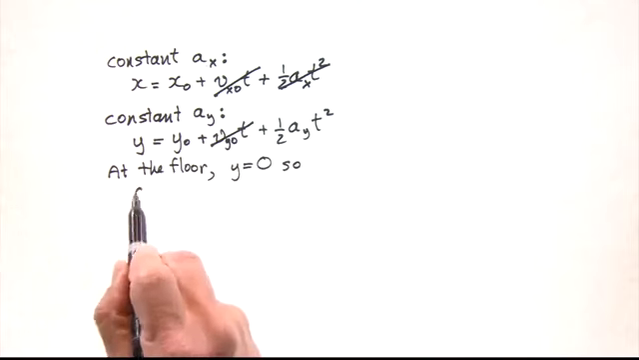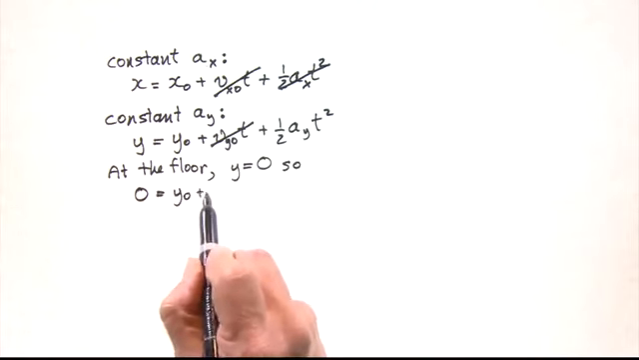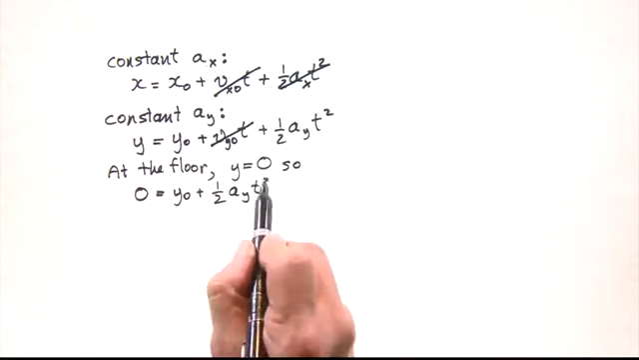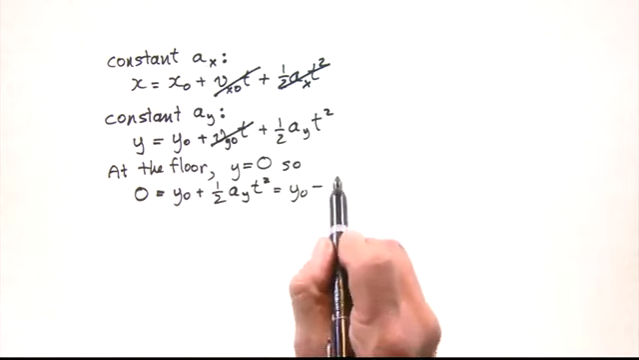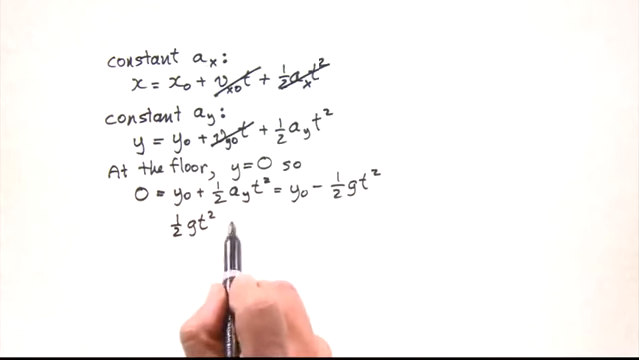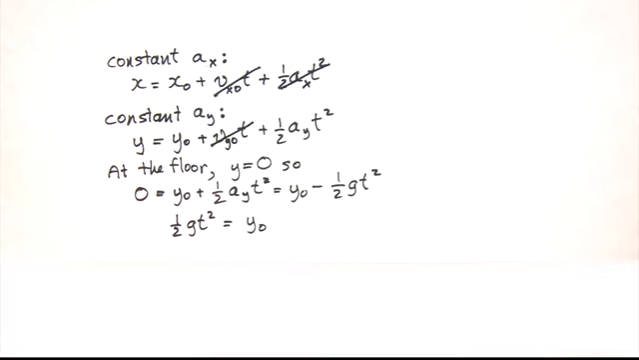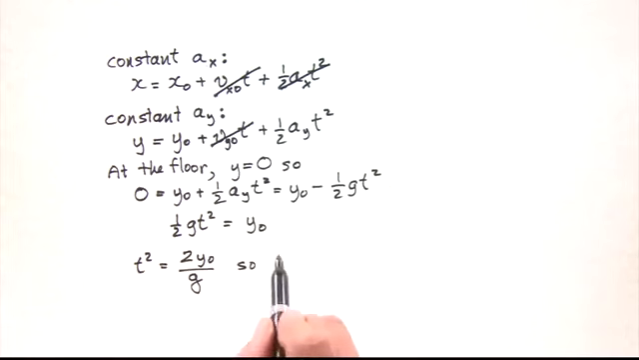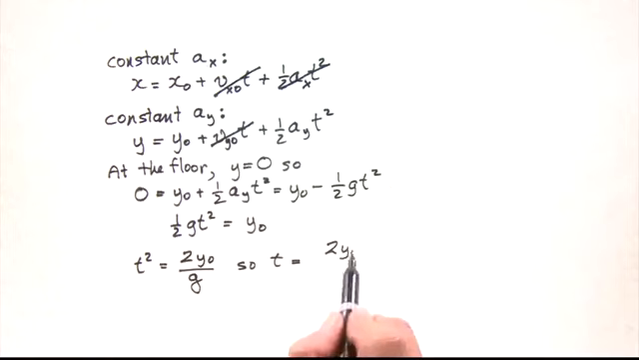Using ay equals minus g, the time when it hits the floor satisfies 0 equals y0 minus half gt squared. So, half gt squared equals y0. Rearranging, we see that the square of the falling time is 2y0 over g, so the falling time is proportional to the square root of the initial height.